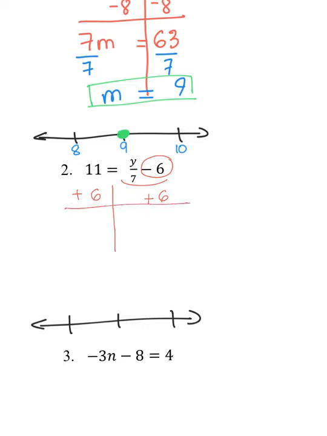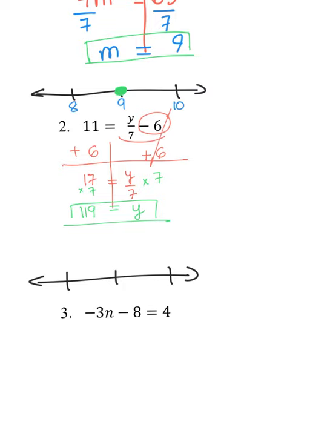So 11 add 6 is 17. Negative 6 add 6 is 0. So whatever you don't use, you put it down. So we have y over 7 equivalent to 17. What do we do to get rid of the coefficient? You multiply it, because the inverse of division will be multiplication. Multiply 7 on both sides. Your y will be equivalent to 119.